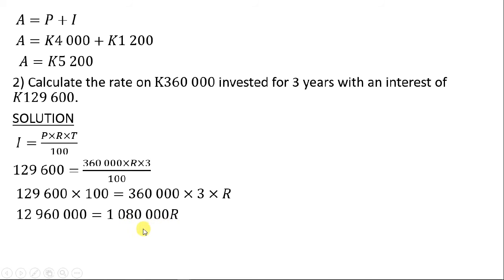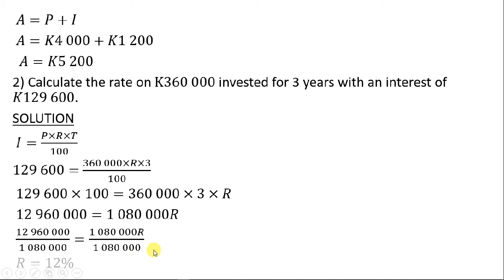1,080,000 R. So what are we supposed to do to find the R? Divide both sides by 1,080,000. Let's do that. So when you divide both sides, you are going to find that the R is equals to 12. Therefore, the rate was 12%.